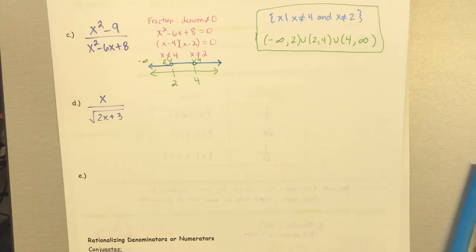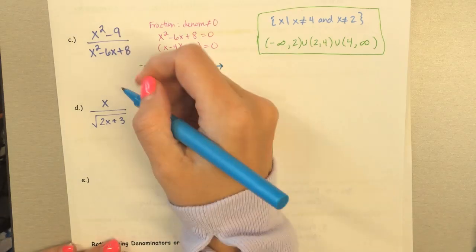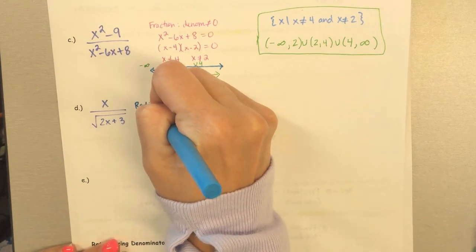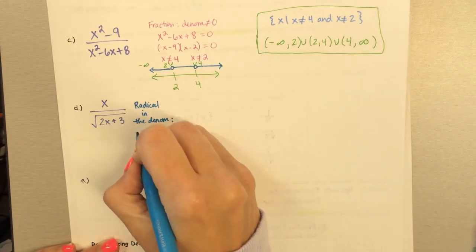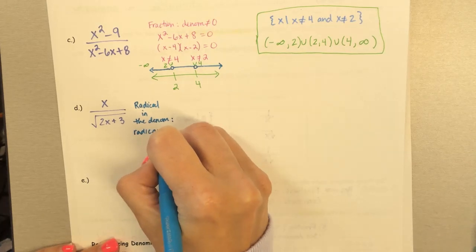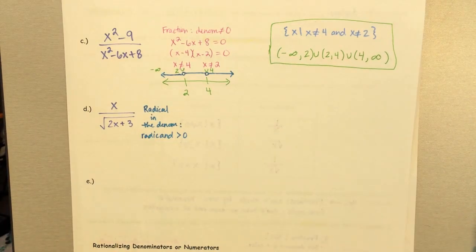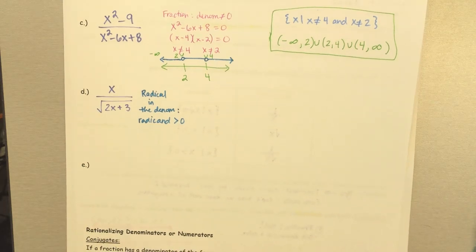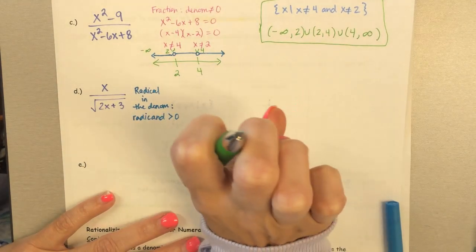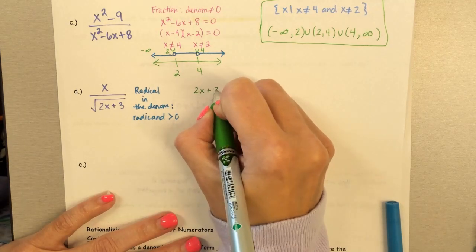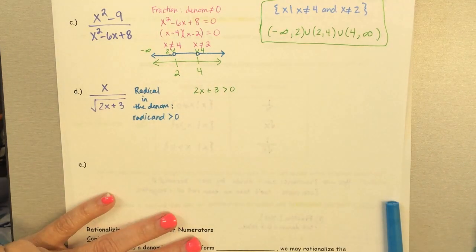Okay, so when you're asking yourself if you have a fraction, yes, you also have a radical. So whenever you have a radical in the denominator, that is when you have to take the radicand and set it greater than 0. It's very similar to what we do if the radical is in the numerator. It's just now it can't equal 0. So we're just going to take that 2x plus 3 and set it greater than 0.